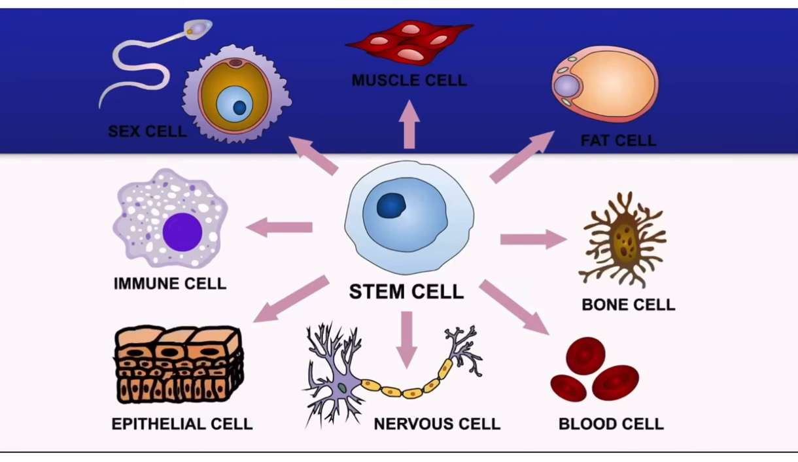So here we see those cells. So we have sex cells, muscle cells, fat cells, bone cells, blood cells, nervous cells, epithelial cells, and immune cells, which all generate and stem from stem cells. This is why stem cells are so important to the body, because they have so many functions and they help us with so many things. And without them, we wouldn't have any of these cells that we need.